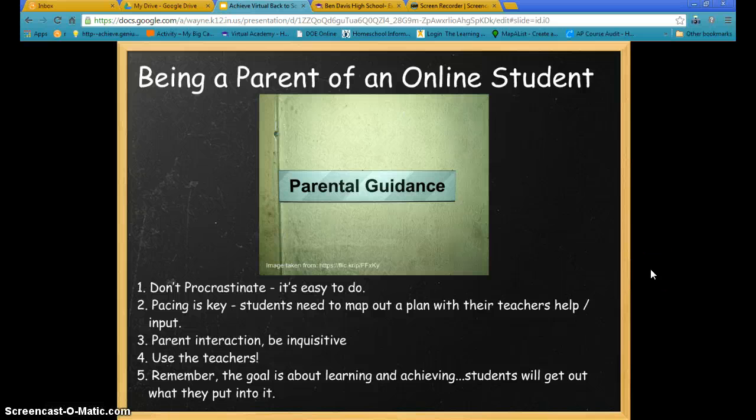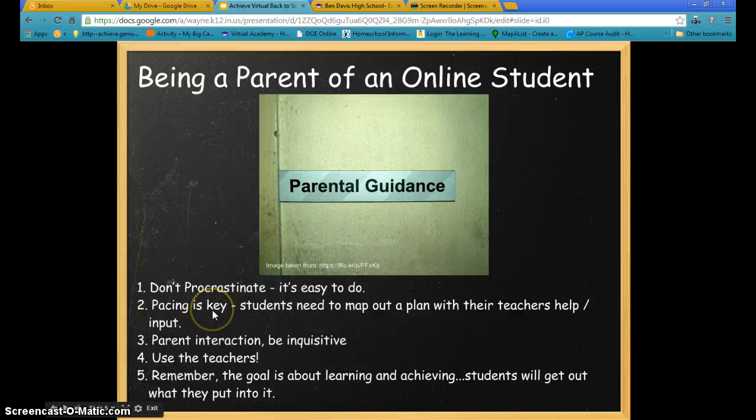Next, we talked about being a parent of an online student or being a support network for an online student. One, it's easy to procrastinate. You don't see the teacher face to face every day, so it's good to stay on the students to make sure they're not getting behind in their coursework. Meaning they probably should be working 5 days every week. That's one of our expectations. We want to see students logging in 5 days every week doing their work, and they're going to certainly be on pace to finish on time.